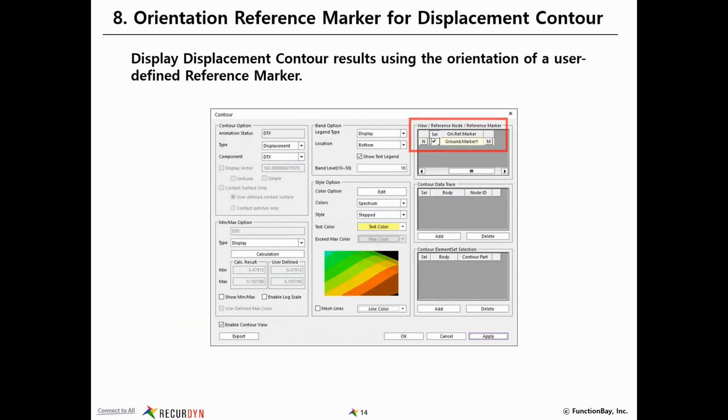All right, so the orientation reference marker for displacement contours. By default, you're looking at more of a global reference frame for X, Y, and Z, but you can select a marker in your model as a reference marker so that when you're looking at the contour information, it uses a more local reference frame for X, Y, and Z. If you want to reference a specific direction for your results and look at the contour in that direction, you can now do that by including this reference marker.